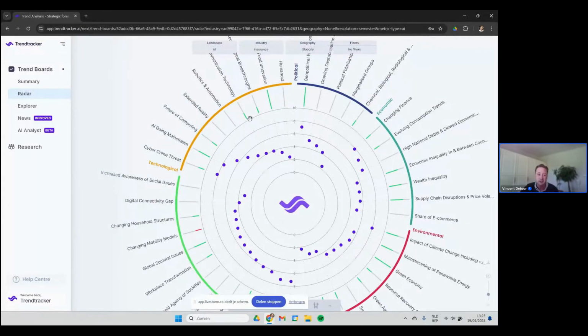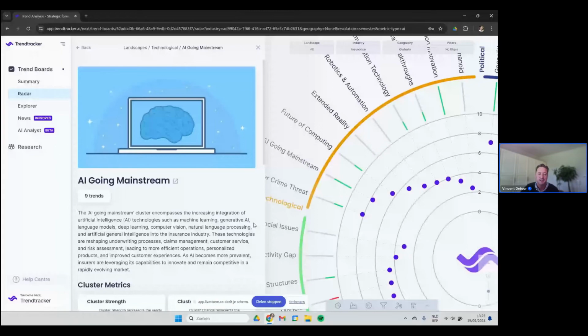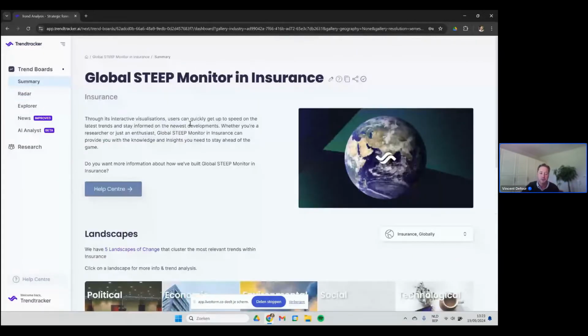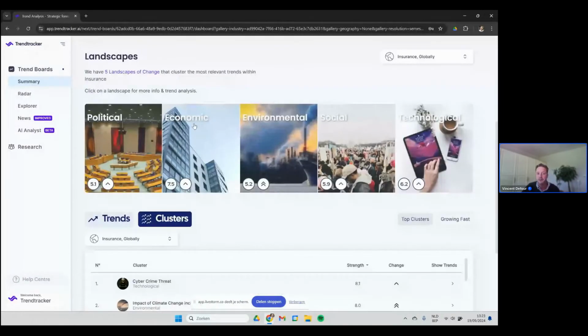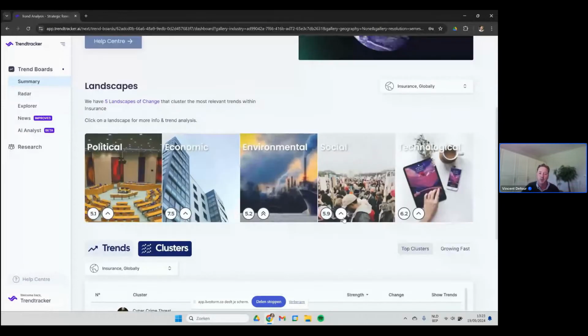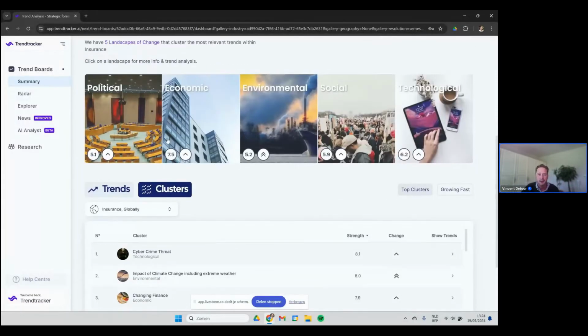Now, there is also a way of browsing this radar and go to the details, but let me show you another way of browsing. So the logical flow is that you would report out, okay, we have this STEEP monitor, it's impactful. You can see at a landscape level a scoring on a scale from 0 to 10, and immediately you would see which of these landscapes are more trending than others and which ones are showing more growth signals than others. And then you can zoom in onto each and every underlying cluster here.